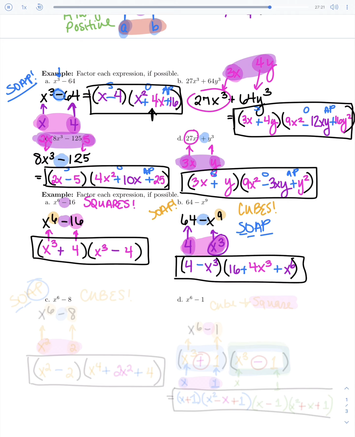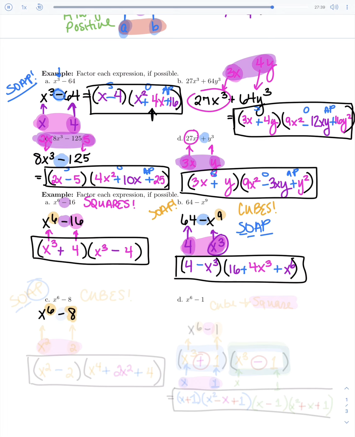Let's take a look at problem C. We have x to the 6 minus 8. And again, you might be confused as to whether this is a square or a cube based on the 6, because 6 is divisible by 2 and 3. So it technically could be either, just based on the x to the 6th.